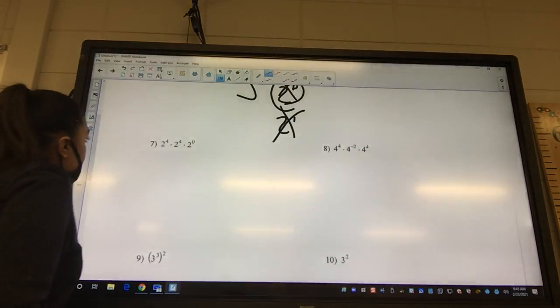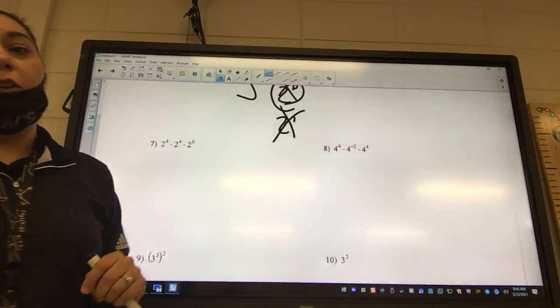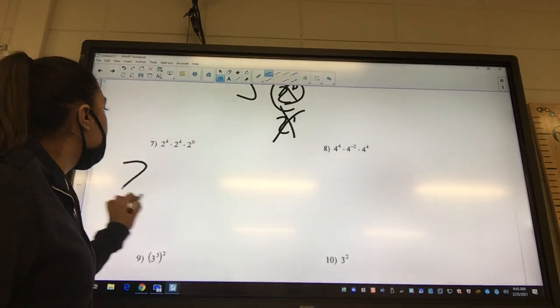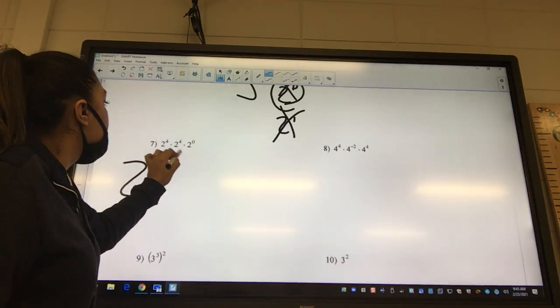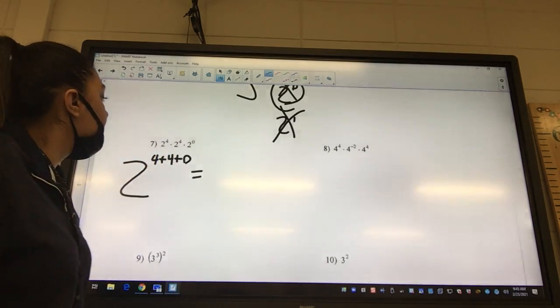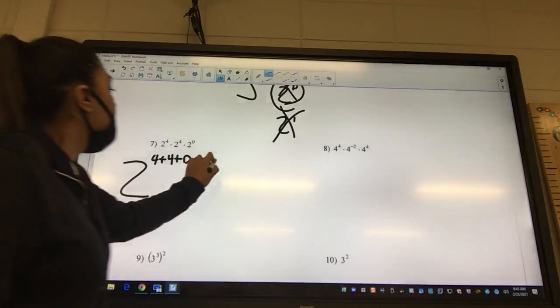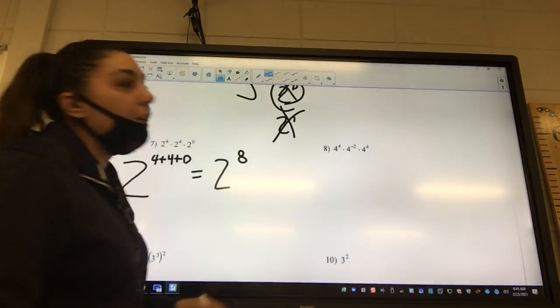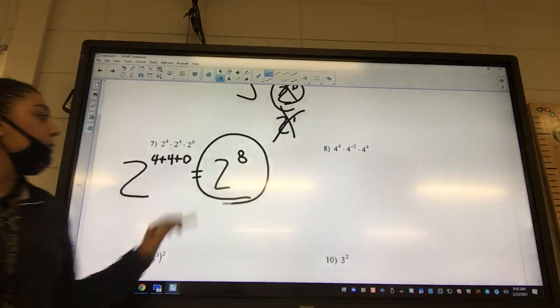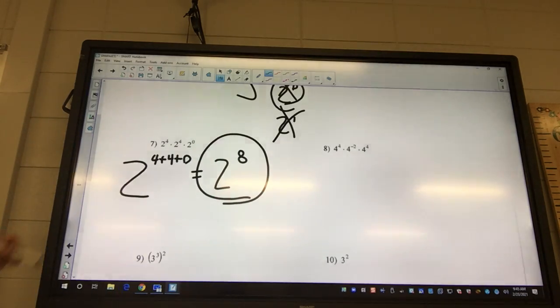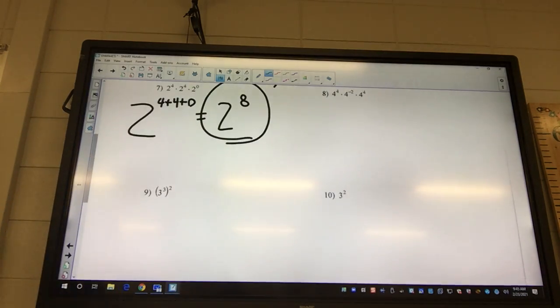Okay, it's a product rule and it says add the exponents. Because these are just numbers, we keep the same base and we add up all the exponents. So 4 plus 4 plus 0. 8. Yeah, so it's going to be 2 to the 8. Is there any negatives? No. Is there any zeros? No. So we're done. Okay, 9.